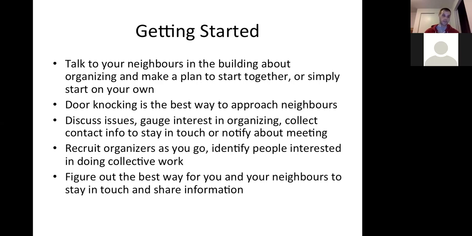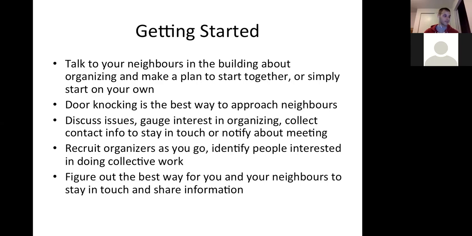So talking to neighbors to get a sense of who might be involved in organizing and getting a tenant association started would be a good idea. Door knocking is really the best way to approach neighbors. That's something that you could do on your own. It could be knocking on all the doors on your floor to get started, see if anyone wants to join you. But like most things, doing it in a team is best.